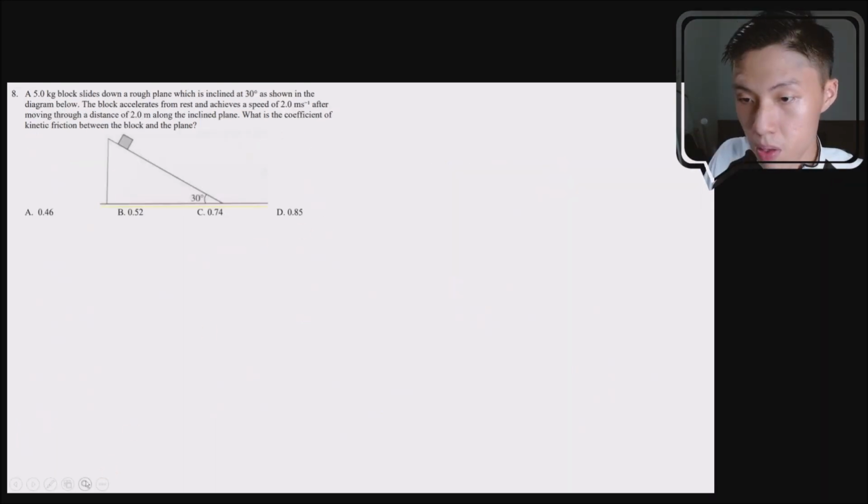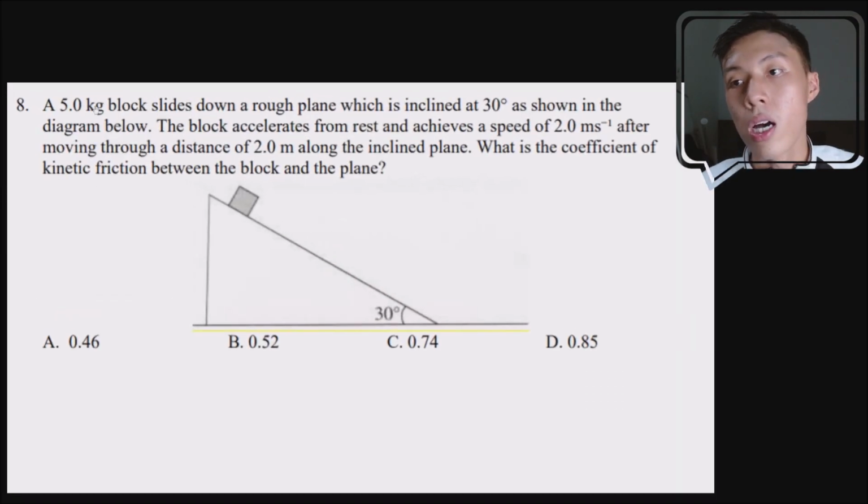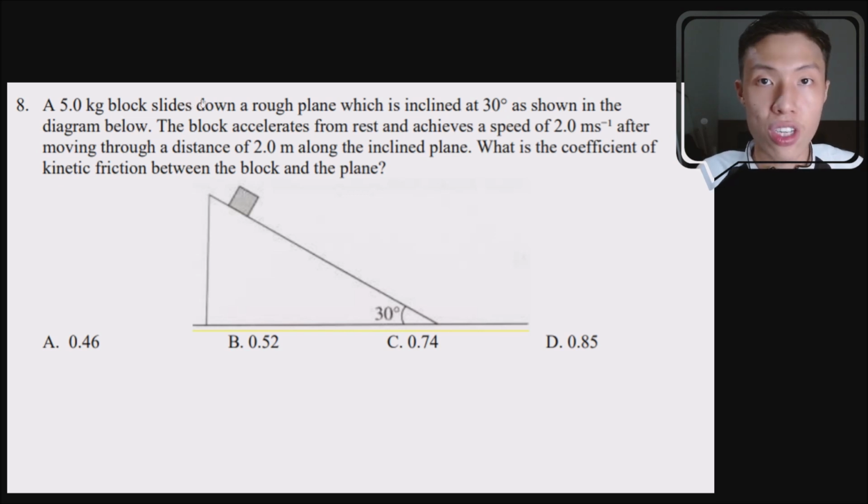Question 8. A 5 kg block slides down a rough plane, so we should expect this plane to have friction, and because it is sliding, you should expect that it's kinetic friction. So a 5 kg block slides down a rough plane which is inclined at 30 degrees as shown in the diagram below. So you can see here this inclined plane has an angle of 30 degrees.